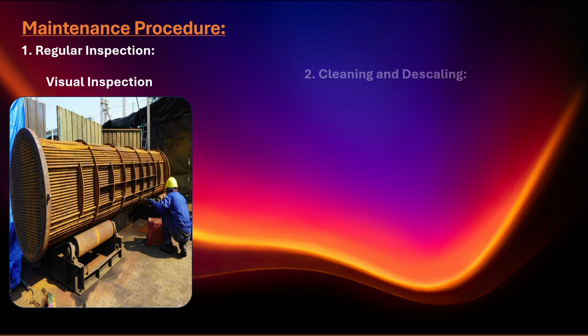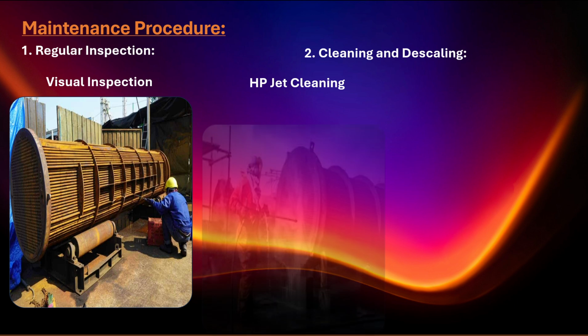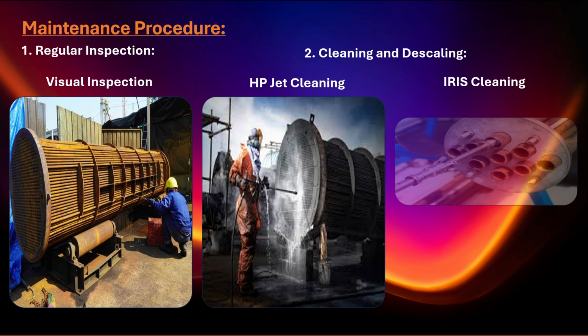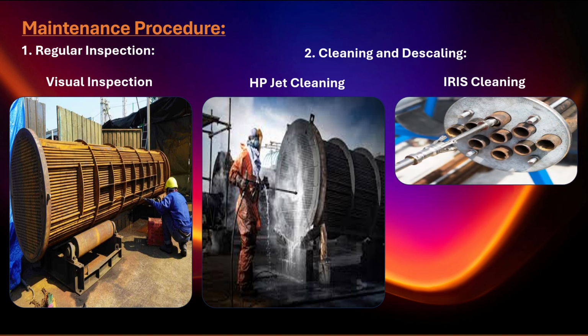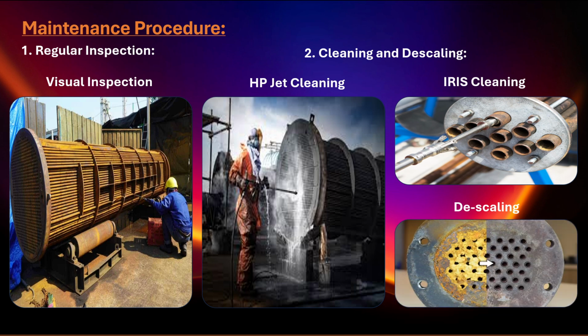2. Cleaning and descaling. Mechanical cleaning methods, such as rotary tube cleaning or projectile cleaning, are used to remove deposits from the inner sides of the tubes. High-pressure water jet cleaning is the most common type of cleaning method which is used to clean the body and internals of the heat exchanger thoroughly.